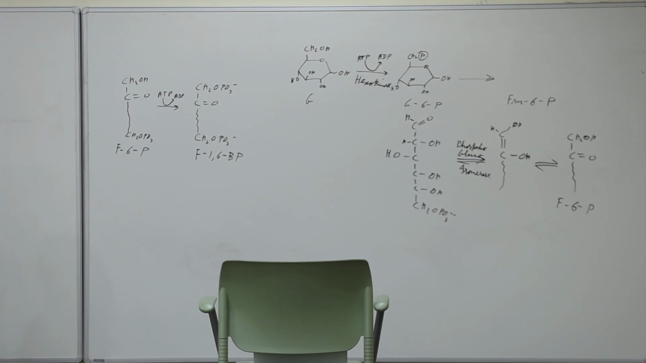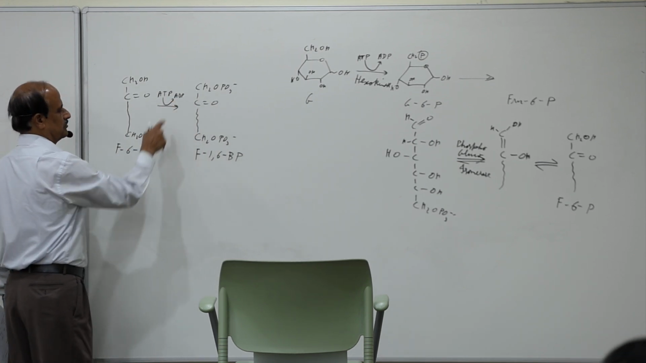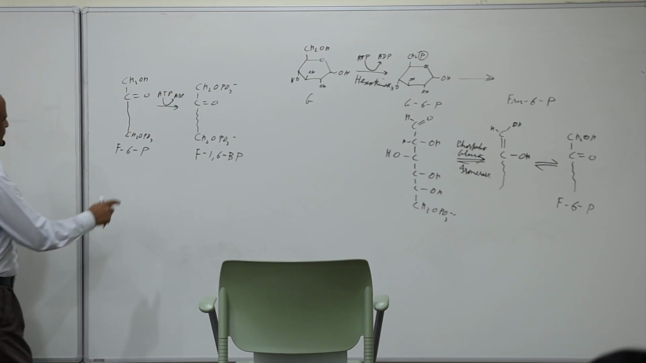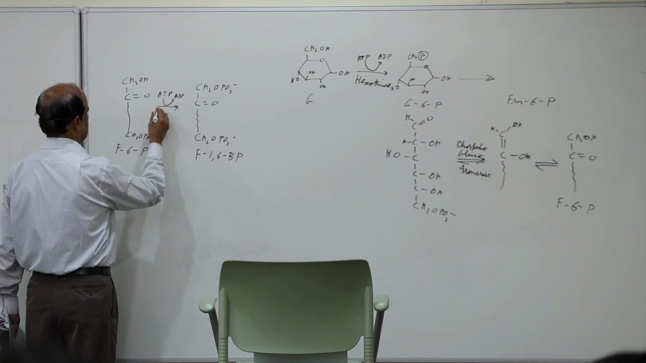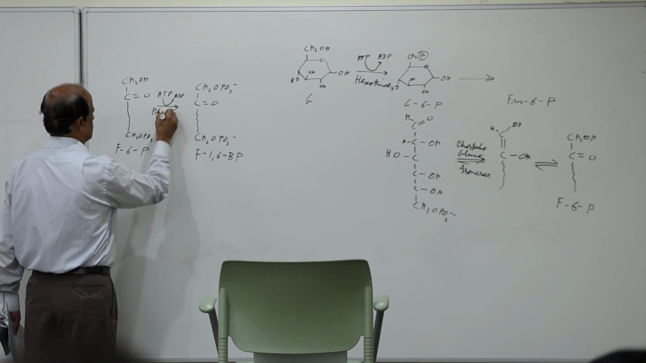And this is the third step, and the third step is the irreversible step. So remember, steps 1, 3, and 10 are irreversible. And the name of the enzyme, because it is putting a phosphate, it will be a kinase, and it is putting a phosphate on fructose phosphate. So it is called phosphofructokinase.